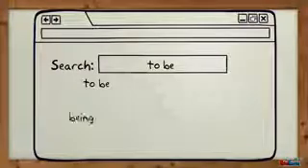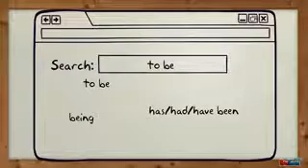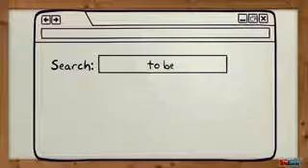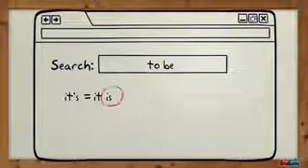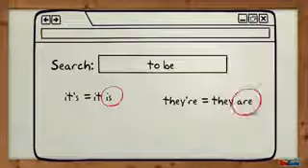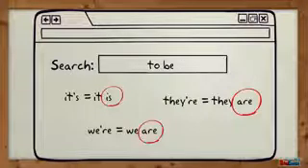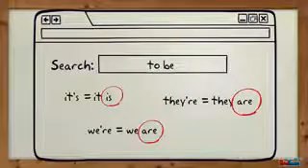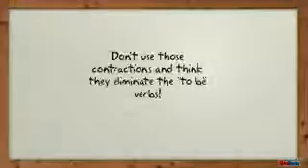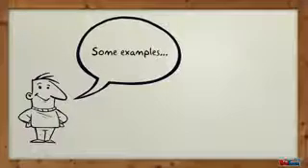And don't forget the infinitive to be, or being, or has, had, have, been. Those are all forms of the verb to be as well. And then there are contractions. It's is actually it is. There, with apostrophe R-E, is they are. And we're, W-E apostrophe R-E, is we are. So if you're trying to eliminate to be verbs, don't just use the contractions because there's still to be verbs in there. So how about some examples?